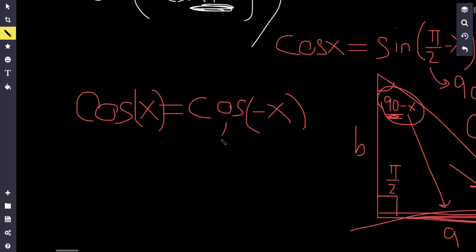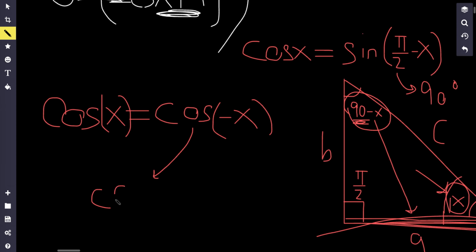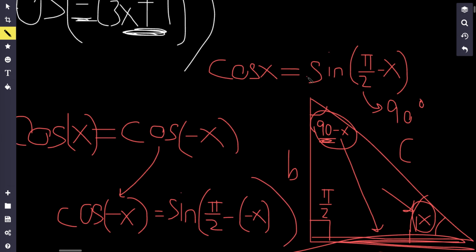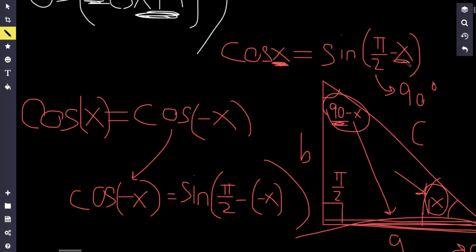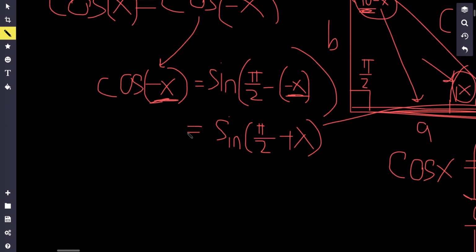So knowing this formula, I can rewrite this. I can say that cosine of negative x is equal to sine of pi over 2 minus negative x. Because if I have a negative x here, I just replace this x with a negative x. And this is the same thing as sine of pi over 2 plus x, which equals cosine of negative x.